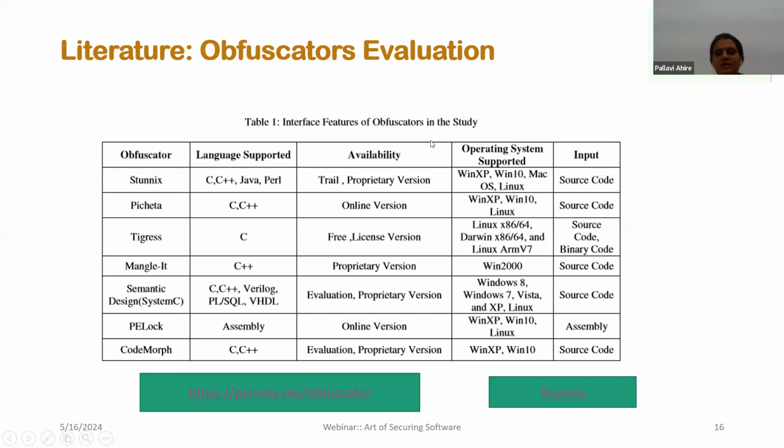These tools are available in online versions, like Pycheta is available in an online version. Almost all the tools are supported on your Windows and Linux operating systems. As input, you have to give the source code. Once you click the button, it will give you the obfuscated code. So these are all the obfuscators which are available in the literature.